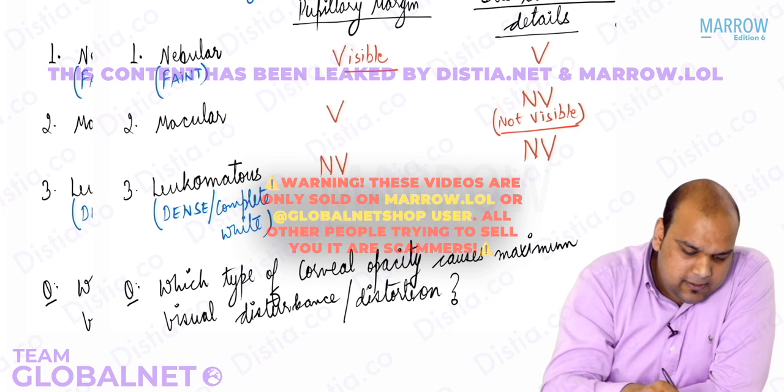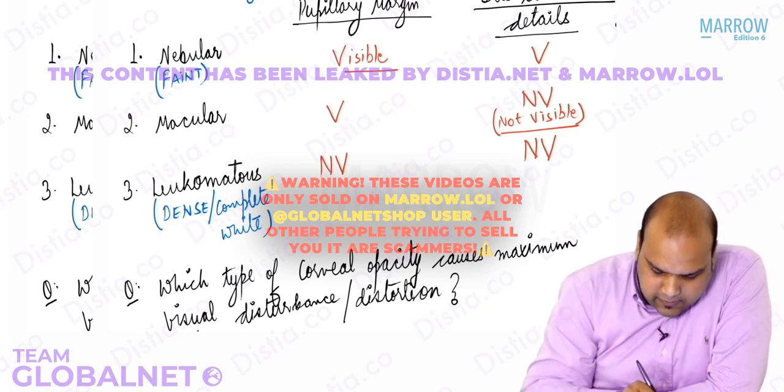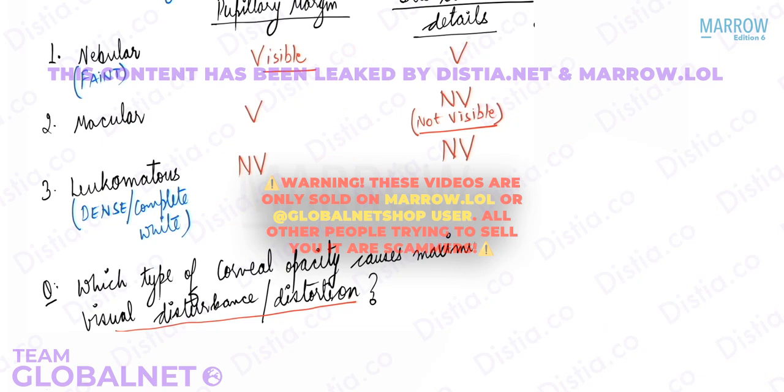Okay? So, see, this is basically an English question. As soon as we read this question, we immediately start to think leukomatous. That leukomatous is the most dense, so it is causing the most problem. See, but the point here in this question is, the examiner is not asking you which of the following causes maximum visual loss. Visual loss will be caused by leukomatous. They are asking you maximum visual disturbance or distortion, meaning that the patient can see, but the patient will complain of some problem in vision.